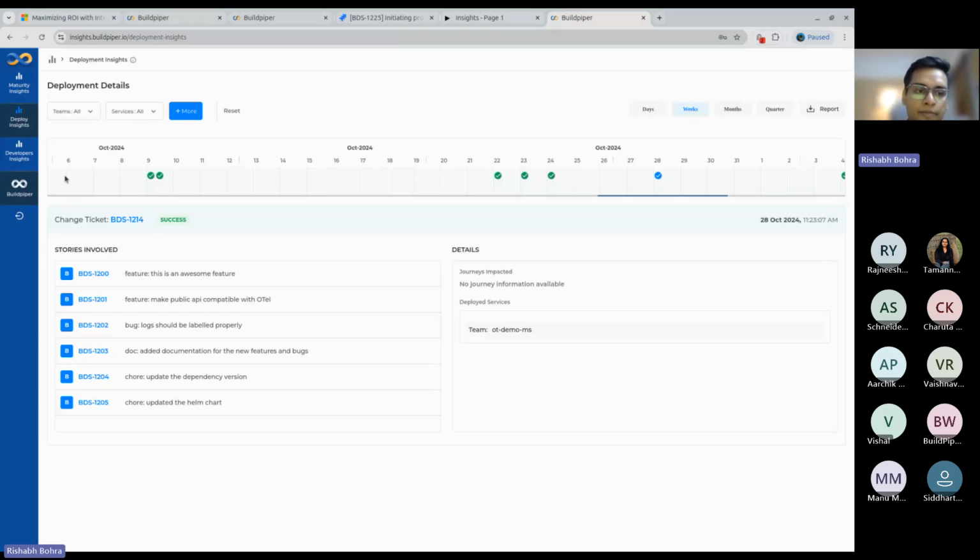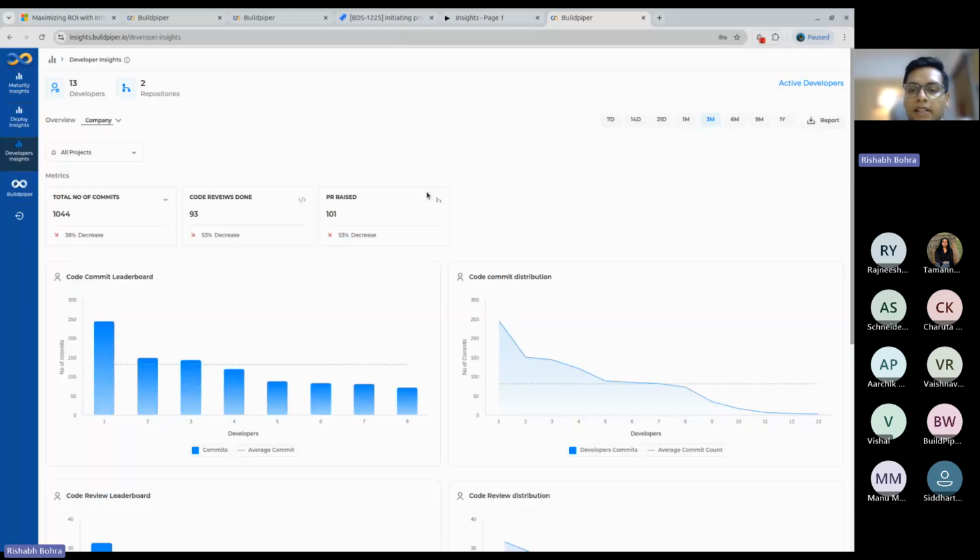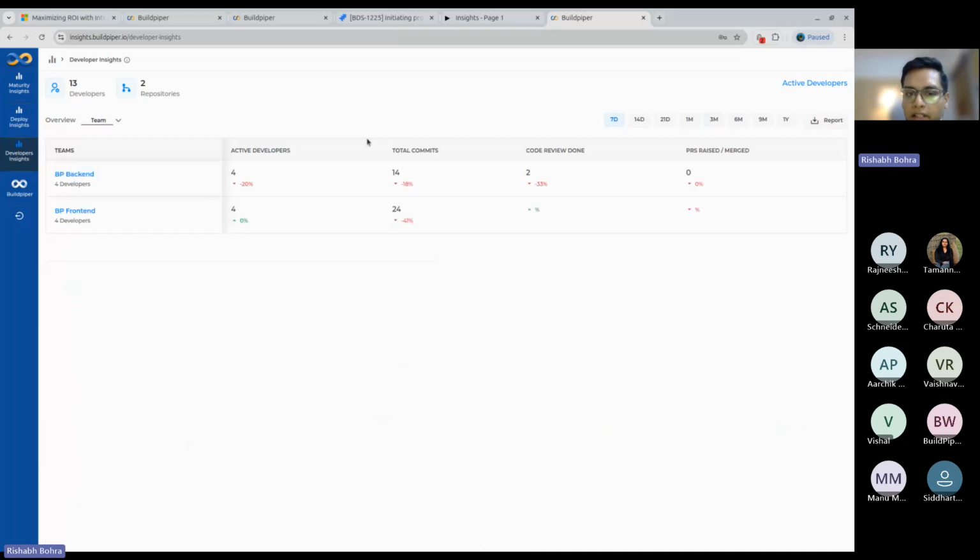And then finally, the developer insights, where you can see at the company level, at the team level, and then at the individual level as well, what is the maturity and the current capacity in terms of the different teams that you have, the backend team and the front end team, as we can see here.